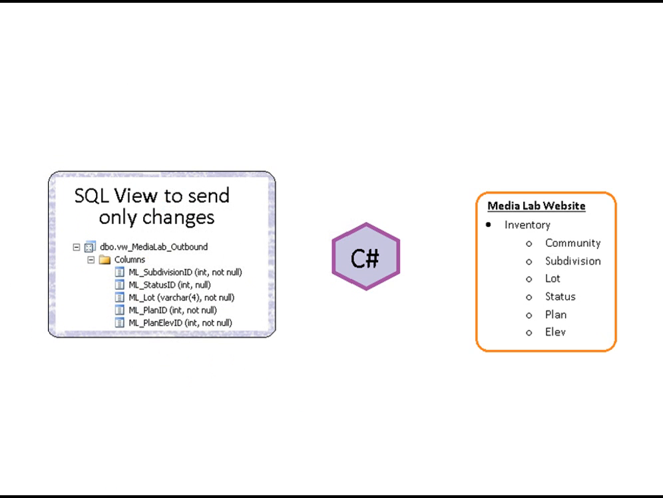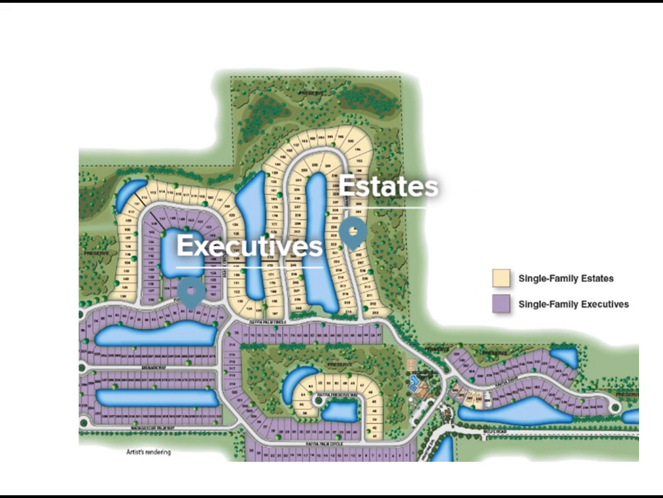Then that information will consolidate to a view that will show us just the changes of what we have previously sent to Media Labs to what we need to send. So if we have a new sale or a new spec or model, those are the only things that are going to send out, not all the inventory at the same time. So we have just our changes that go through another C# program to their API system out to Media Labs. The end result will update their maps.